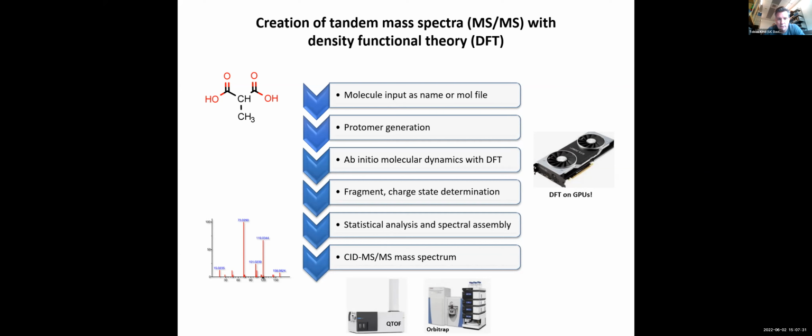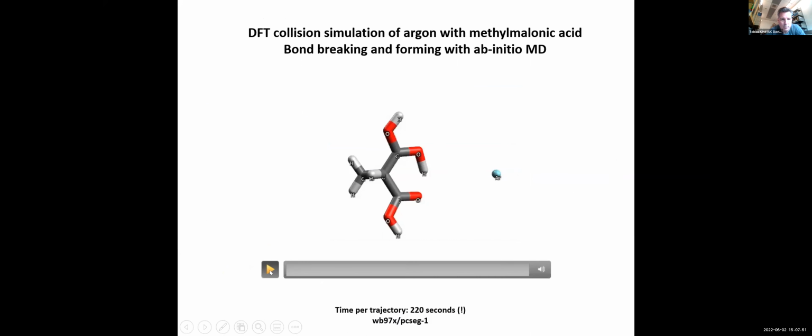We calculate charges in fragments. We perform a statistical analysis of all the fragments and then compile a CID MS spectrum that you, for example, could upload to MONA database, to GNPS, to the NIST spectral library. And we also have trajectories. And I have shown, or we have seen many of those also from our students, Young and JC.